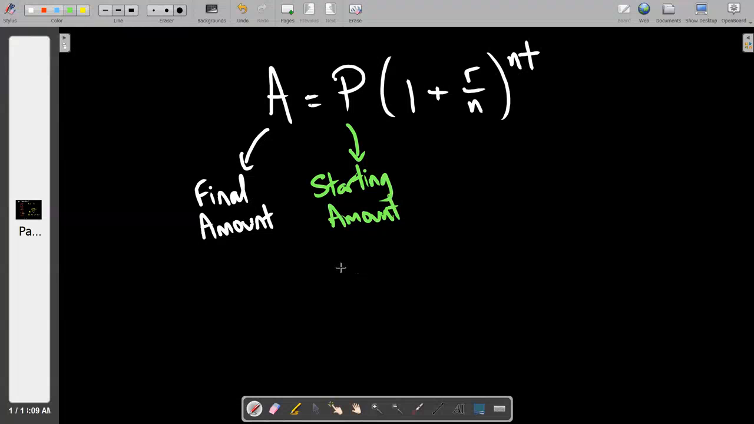The number 1 is obviously not a variable, so we don't need to talk about that. The 1 is there to ensure that we don't lose money. So the entire 1 plus thing says that, all right, I got 1, I'm not losing any money. So when I multiply my principal by 1, that's my base. And then the plus R over N, that's where the interest takes place. So let's talk about these guys.